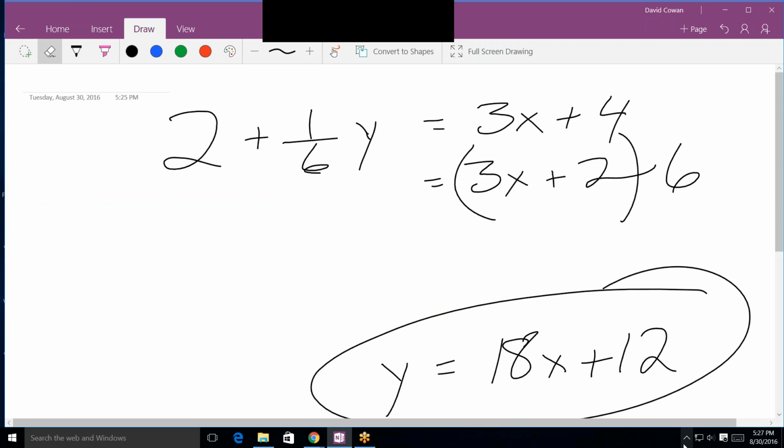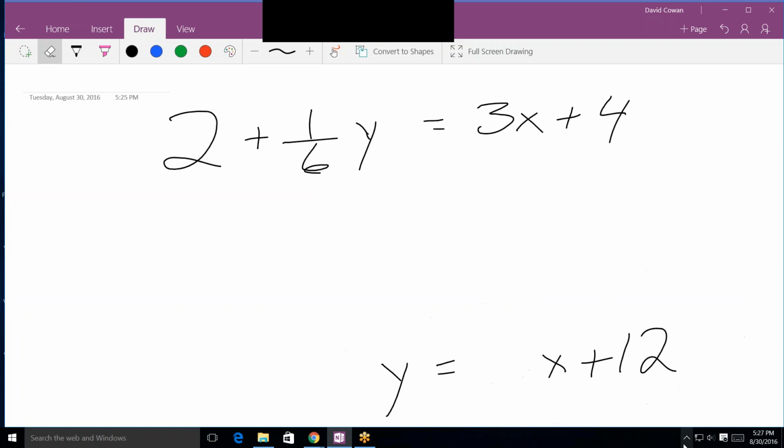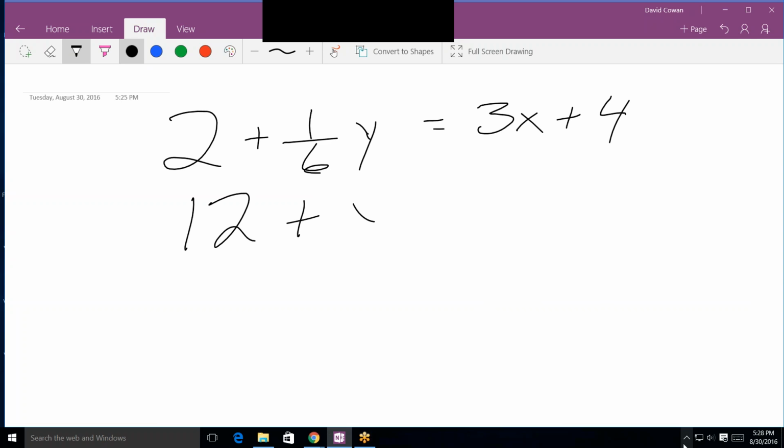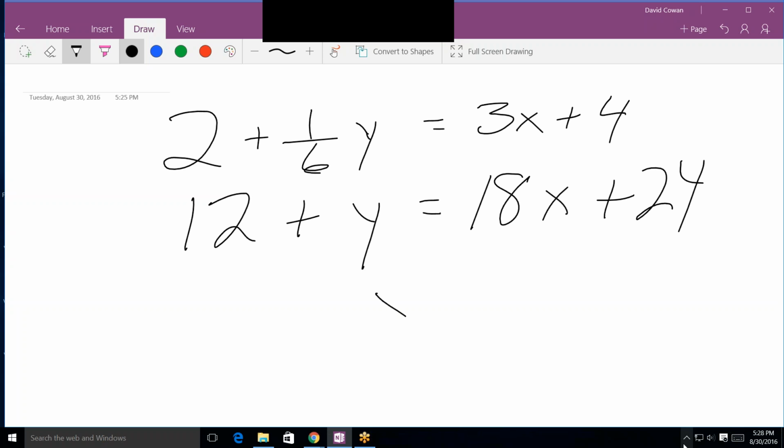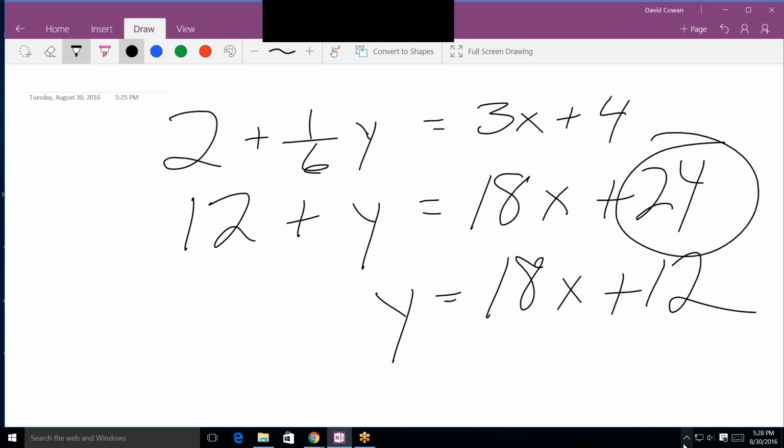Normally, I tell people, let's get rid of parentheses and denominators. So I have no problem with the technique that says, let's start out by multiplying everything by 6. So that gives me 12 plus y equals 18x plus 24. Now I move the 12 over, and I instantly get my answer. But notice I had to deal with some big numbers here. 24. I didn't deal with a number as big as 24 before.